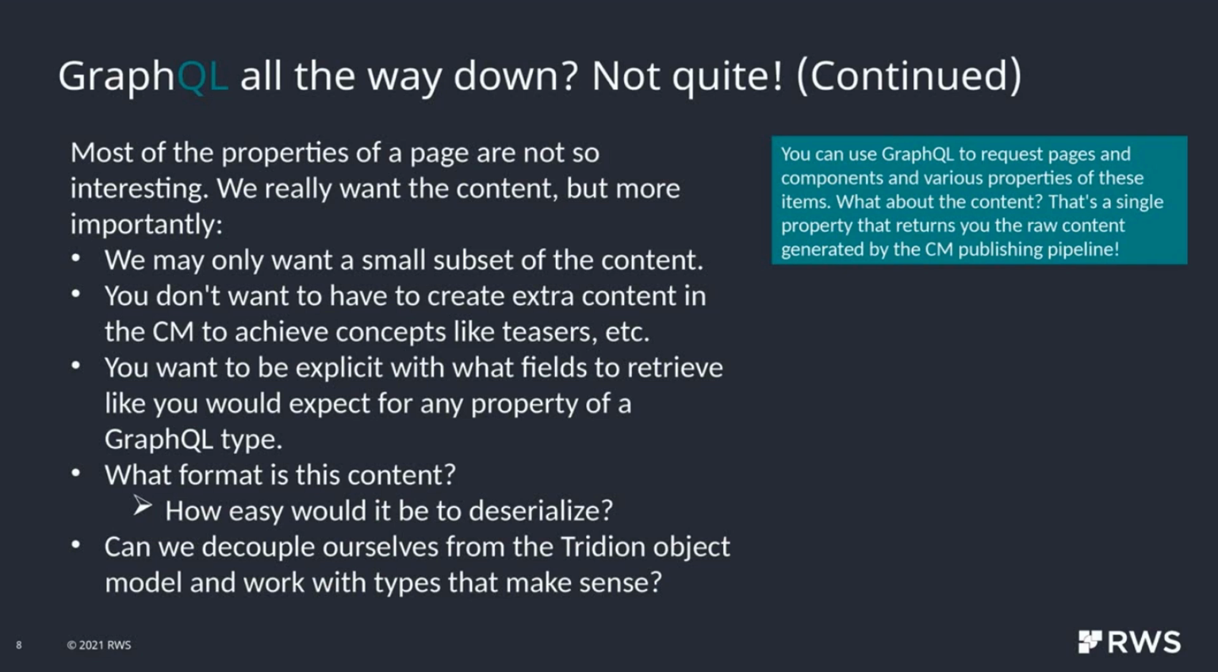So, for example, you may have a press release component, or news article component, and when rendering that on the page, you're only interested in a couple of fields. You don't want the entire content of that press release. You may only want the title and the author or something like that. So you'd want to get access to those directly without having to have extra content that duplicates things in the content manager. So you want to be explicit with the fields you want to retrieve, and ideally you want to do it in a GraphQL way.